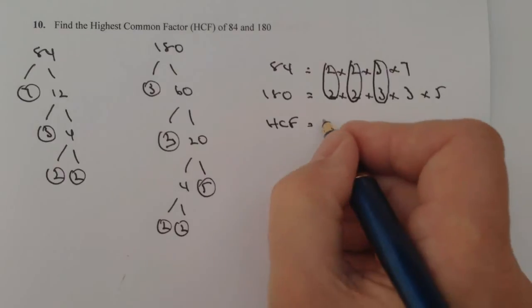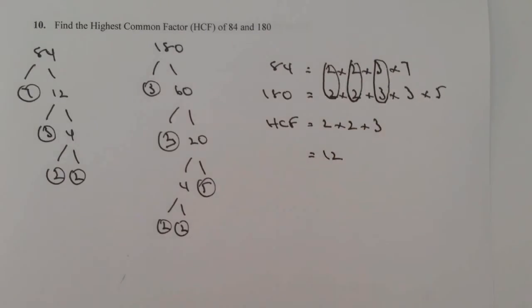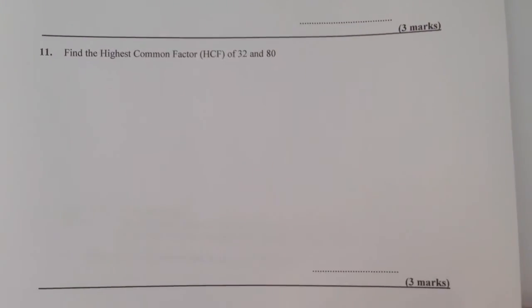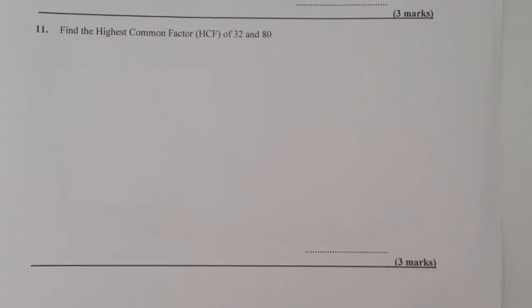That's brilliant. So 2 times 2 times 3, which is going to be 12. So therefore, I hope you can see this okay, the HCF equals 12. Okay, so on to the next question. Find the HCF of 32 and 80, and this is question 11.